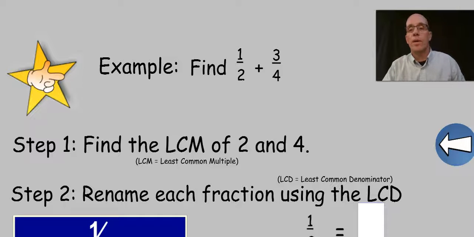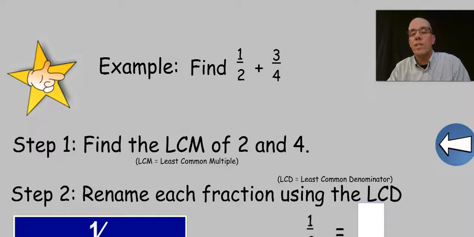All right, so here we go. Here we have 1/2 plus 3/4. We're adding these two together. Now I can't just go and add these. I need to find the least common multiple of 2 and 4. 2 and 4 are my denominators. LCM is the way we represent least common multiple, and sometimes we call it the least common denominator when we're talking about fractions. But really, it's the least common multiple.